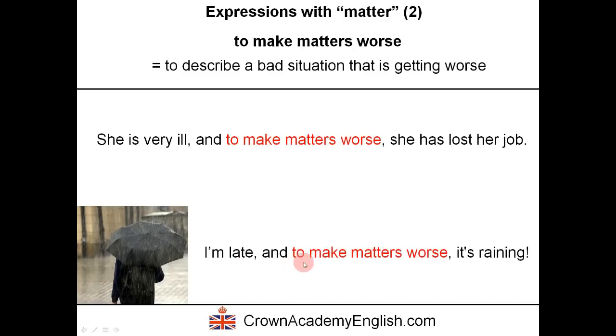I'm late, and to make matters worse, it's raining. So it starts with a bad situation, and it gets worse. It's also raining. Okay? A very common expression in English.